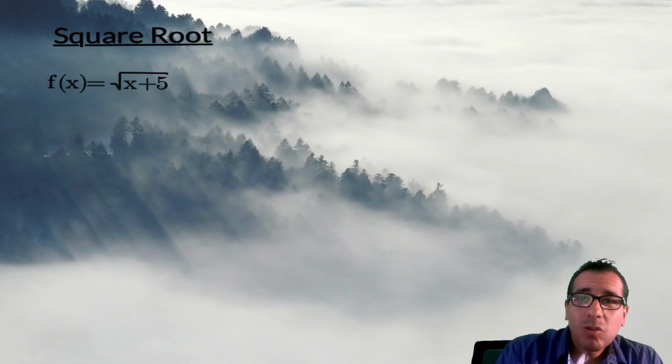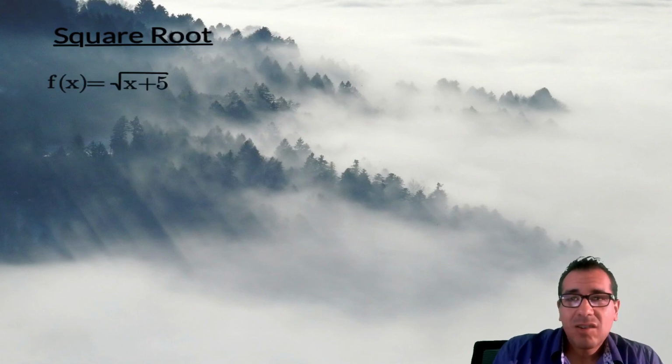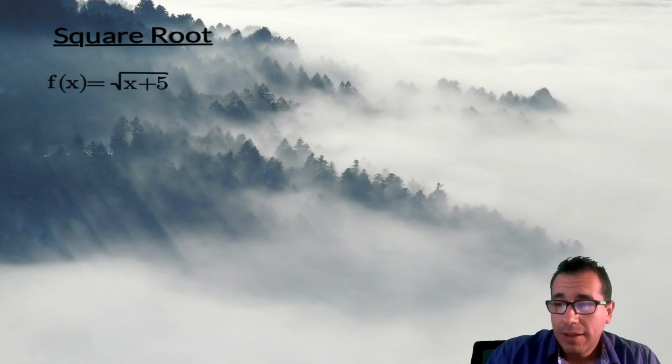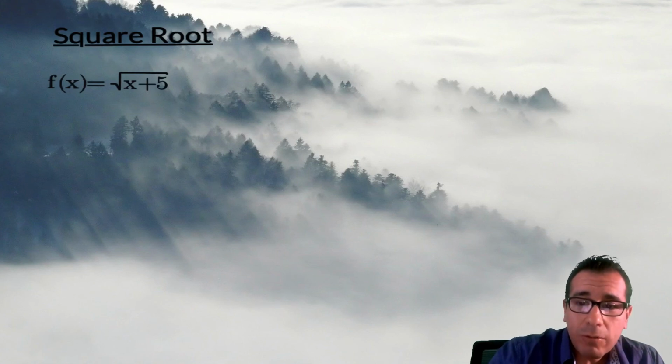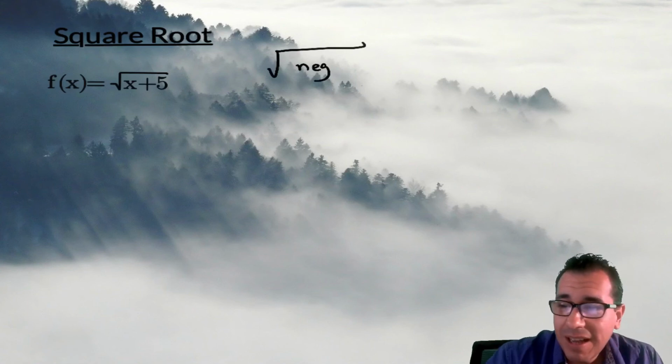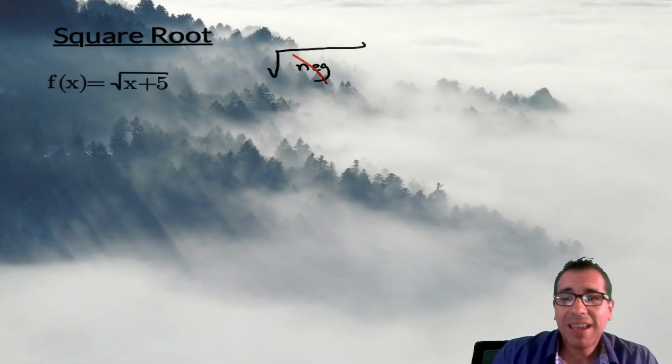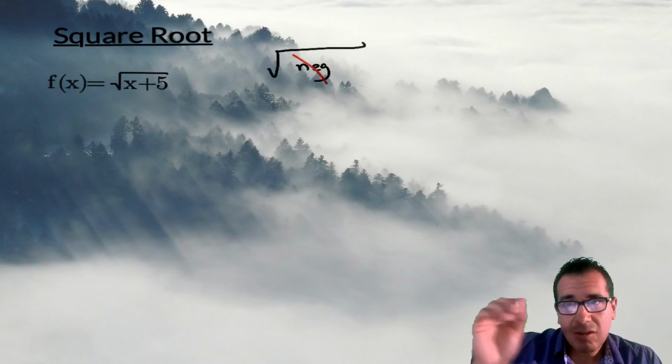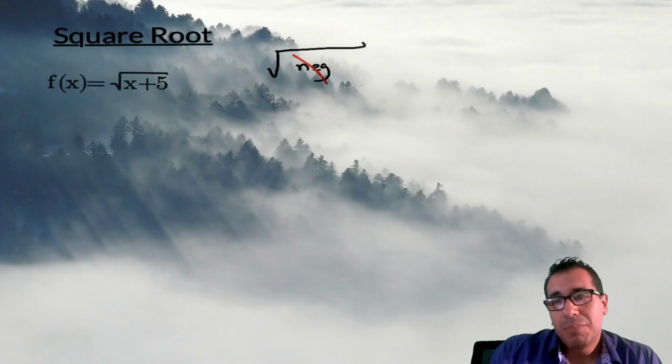Let's talk about square root functions. And just think about it. What numbers can you not take the square root of? Remember, when you take the square root of a number, whatever's in here cannot be negative, right? It cannot be negative. It has to be 0 or positive, because you could take the square root of 0, but you can't take the square root of a negative, because then you start getting into imaginary numbers, right?